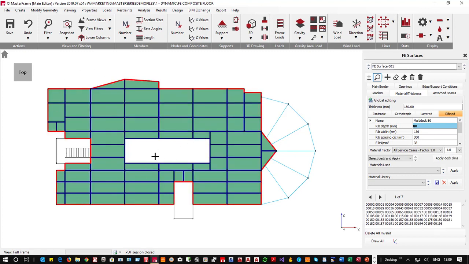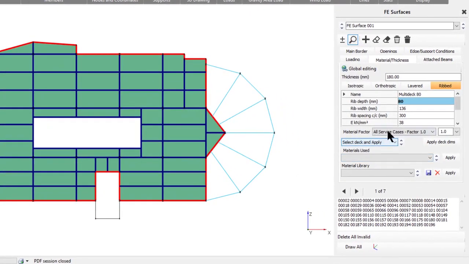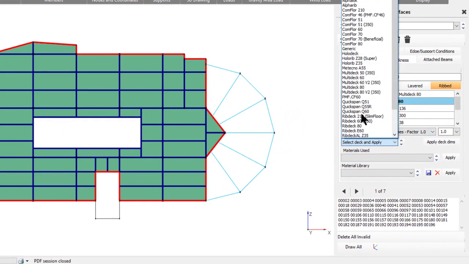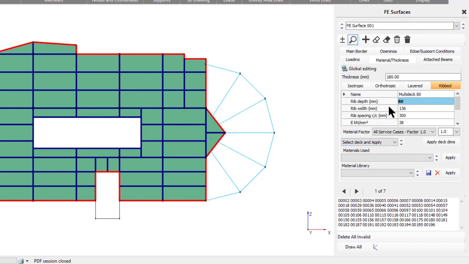So let's look at our floor. There's our floor. There's a nice big opening. And we have then gone and asked for, and we can apply, a rib deck, but in our case we've already set it up as a multi-deck 80. And 80 ribs, 136 wide, spacing 300. The Young's modulus of concrete is your dynamic modulus of elasticity, which is higher than your normal concrete modulus of elasticity. So we're taking 38, and obviously we're taking gross section as well, so we're not reducing that by any material factors. Very straightforward.